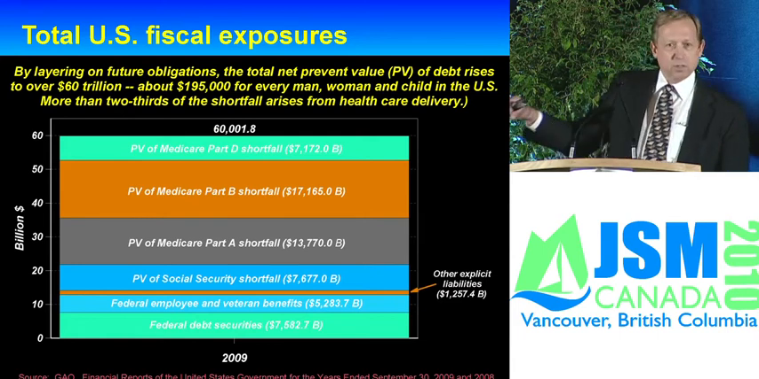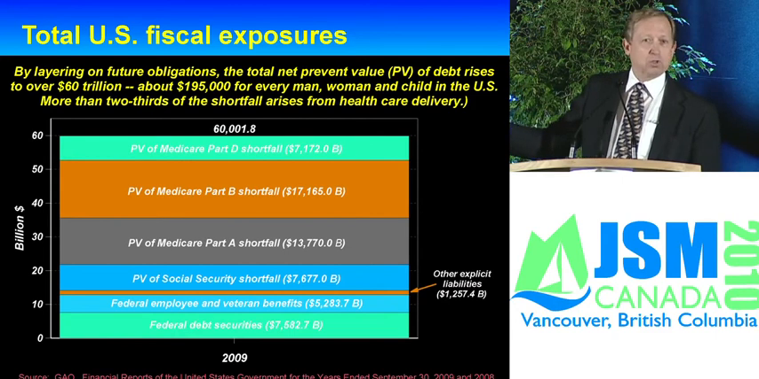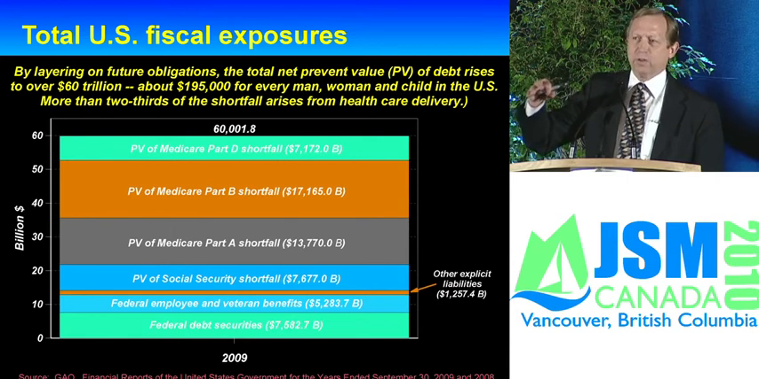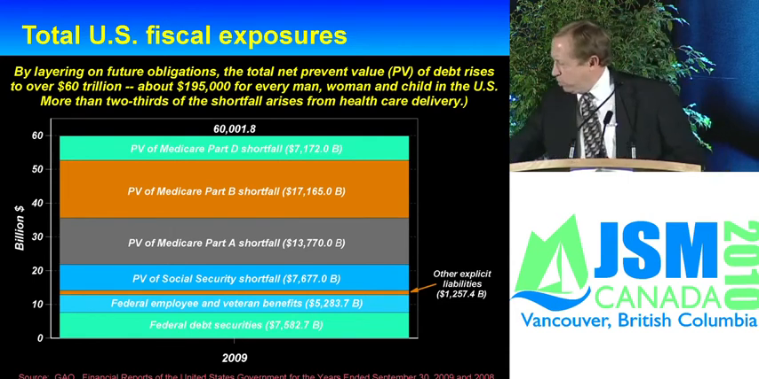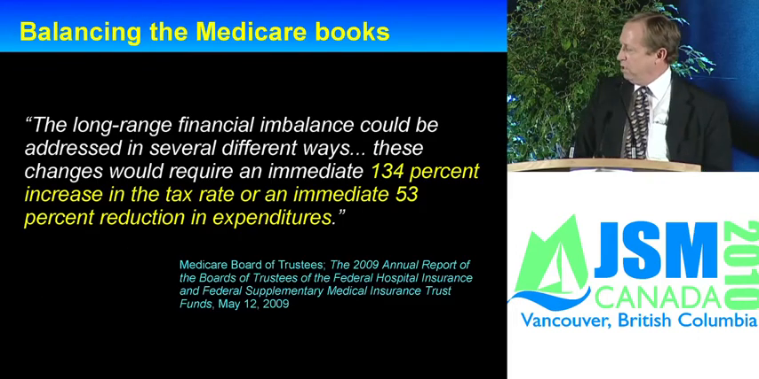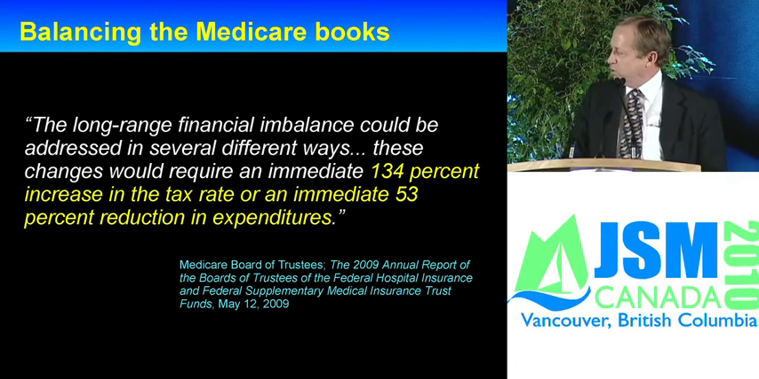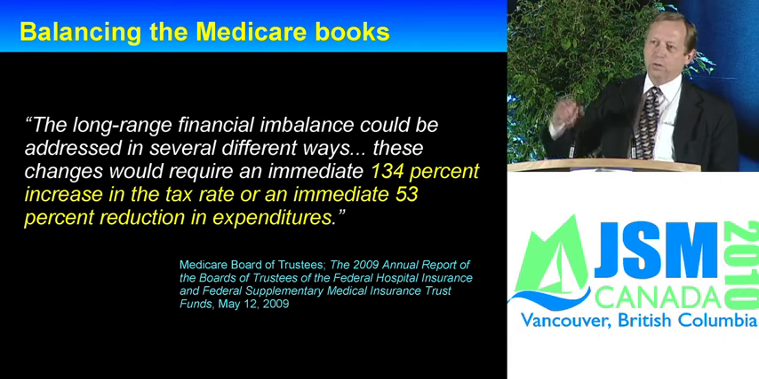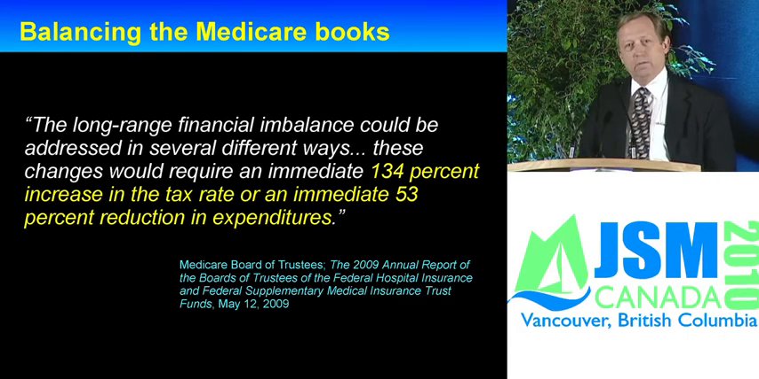Every one of them sees themselves as in financial straits, financial meltdown, because of health care. We're about middle of the pack in terms of the rate of increase in health care costs. Yeah, a little bit more perspective. This is from last year's report of the Medicare Board of Trustees. The long-range financial imbalance could be addressed in several different ways. These changes would require an immediate 134% increase in the tax rate or an immediate 53% reduction in expenditures for the Medicare program to bring us into financial stability for the future.